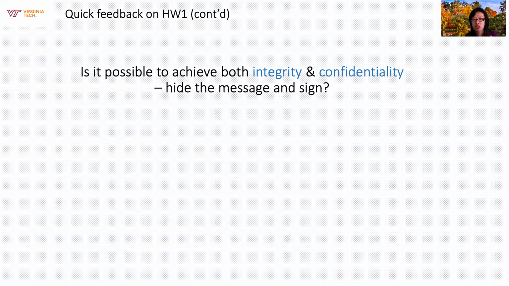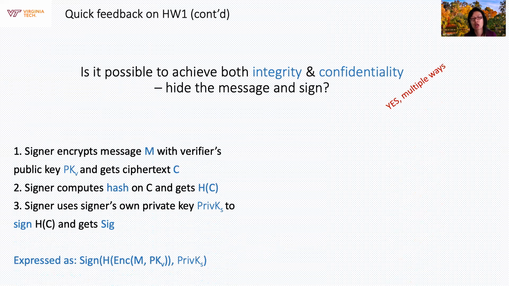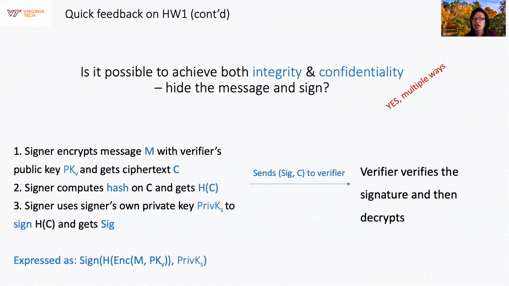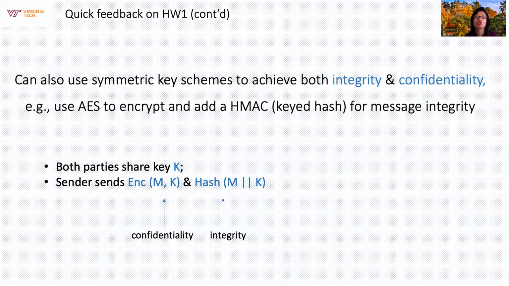If you want to achieve both integrity and confidentiality, of course you can. There's a scheme called signcryption, but you just encrypt first and then sign. So you encrypt with the receiver's public key, then you hash just as you do for a digital signature, and compute the signature. They send it over, the receiver verifies the signature and then decrypts. You can do it with a symmetric key scheme as well, assuming both parties have a shared key. You just use AES to encrypt and then add a keyed hash.